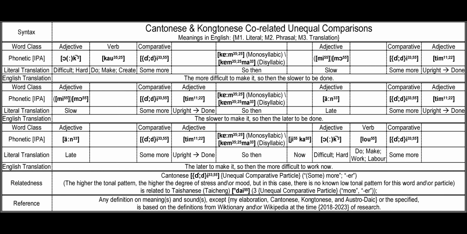That means some more as unequal comparative particle. This is related to Chinese dai as unequal comparative particle some more. The monosyllabic form gum, the original disyllabic form gamma.